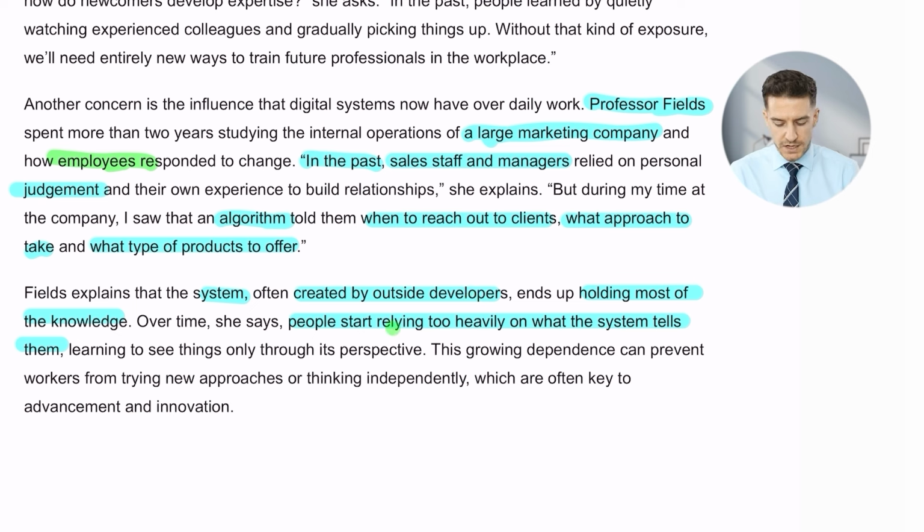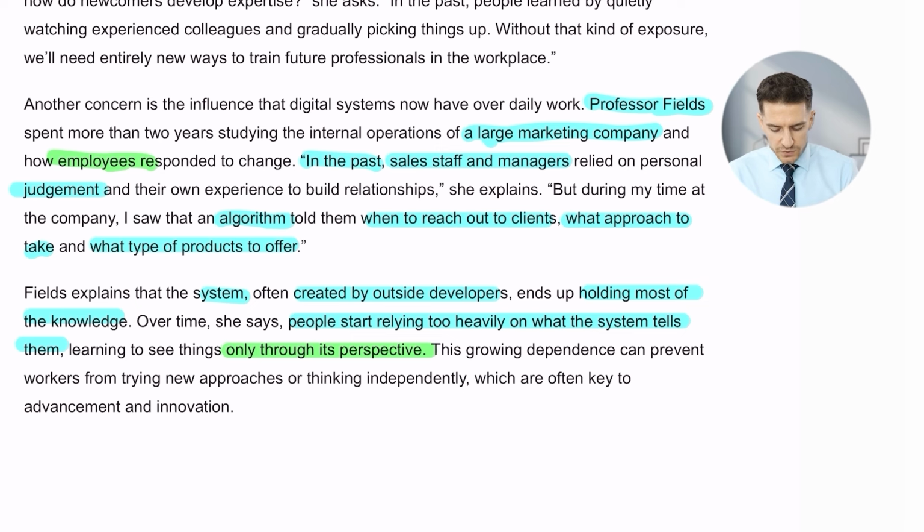People start relying too heavily on what the system tells them, learning to see things only through its perspective. This sort of sounds similar to the end of the sentence in the summary. So if we have a look at that sentence there, which starts with over time, try and think about a different way to say that. How could you paraphrase that in your own words? So remember the summary said something is increasing.